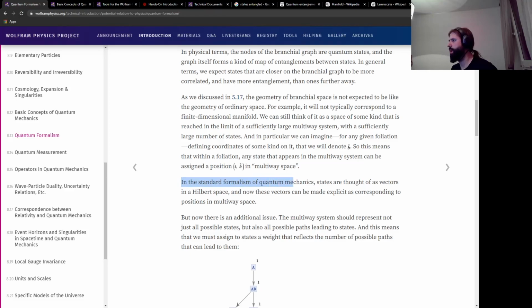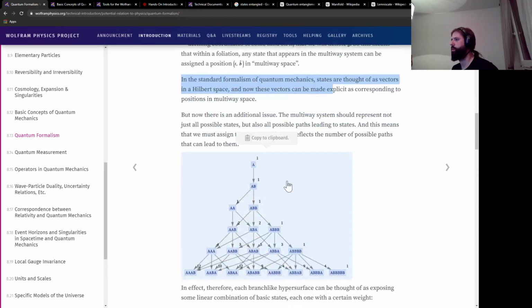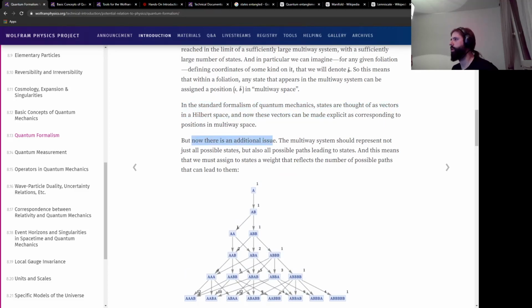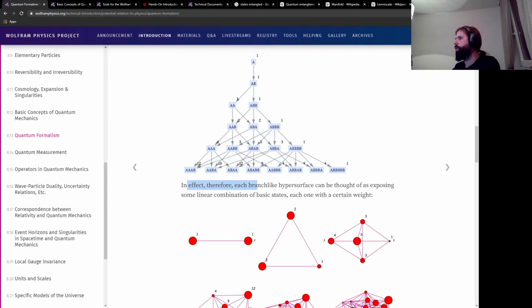In the standard formalism of quantum mechanics, states are thought of as vectors in a Hilbert space, and now these vectors can be made explicit as corresponding to positions in multi-way space. Oh, look at these. These are these counting things, right? But now there's an additional issue. The multi-way system should represent not just all possible states, but also all possible paths leading to states. And this means that we must assign to states a weight that reflects the number of possible paths that can lead to them. In effect, therefore, each branch-like hypersurface can be thought of as exposing some linear combination of basic states.